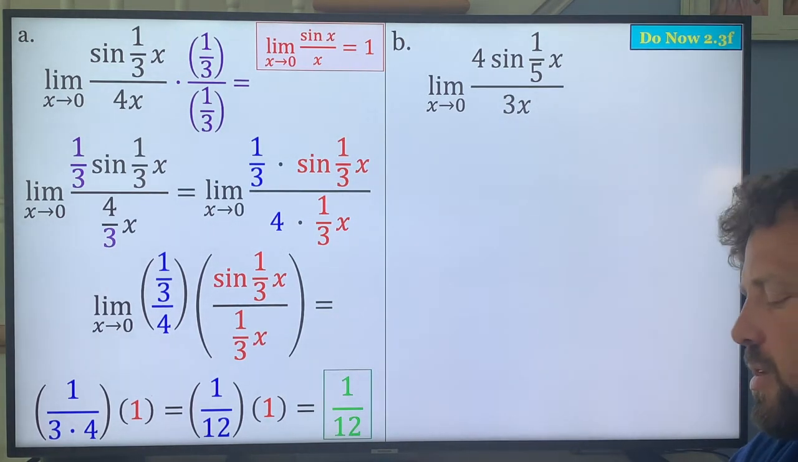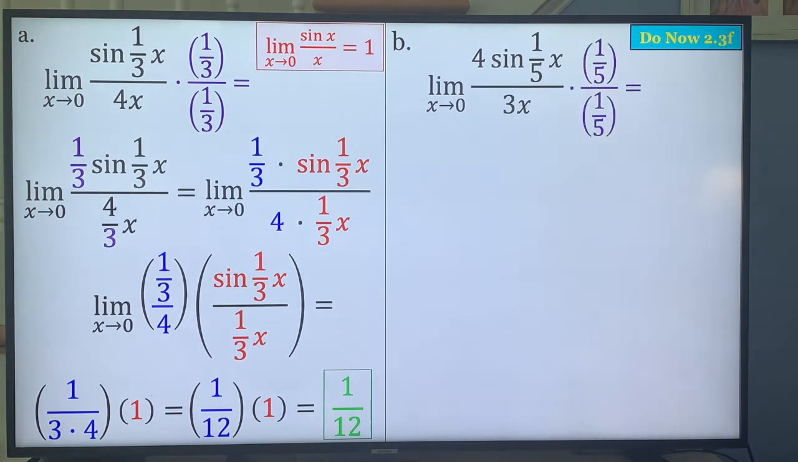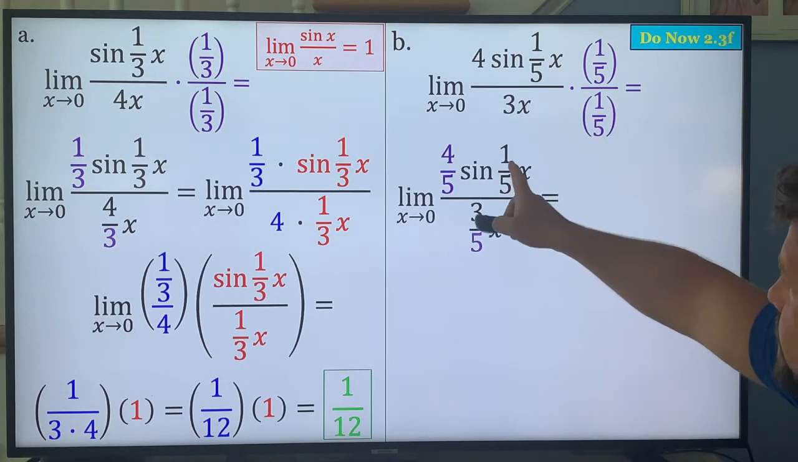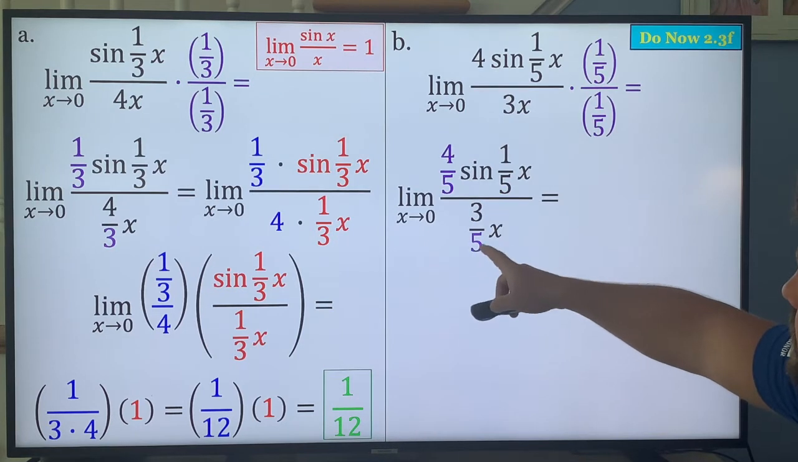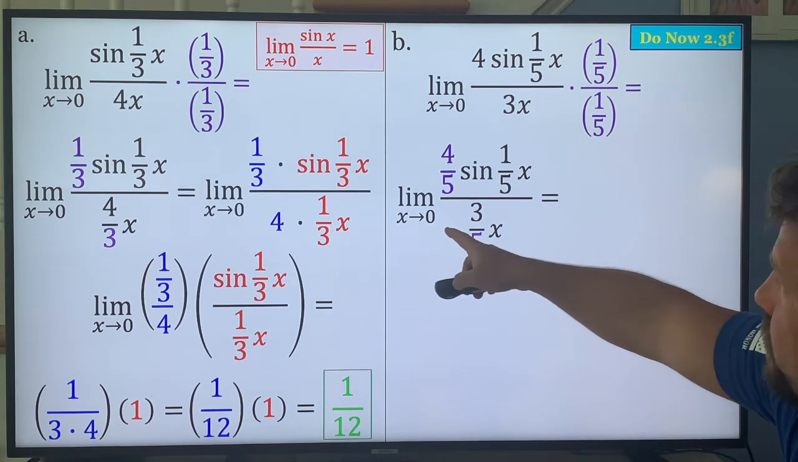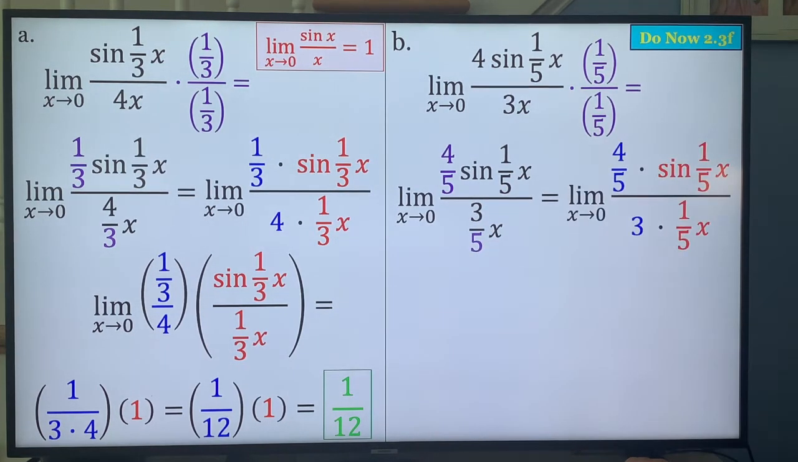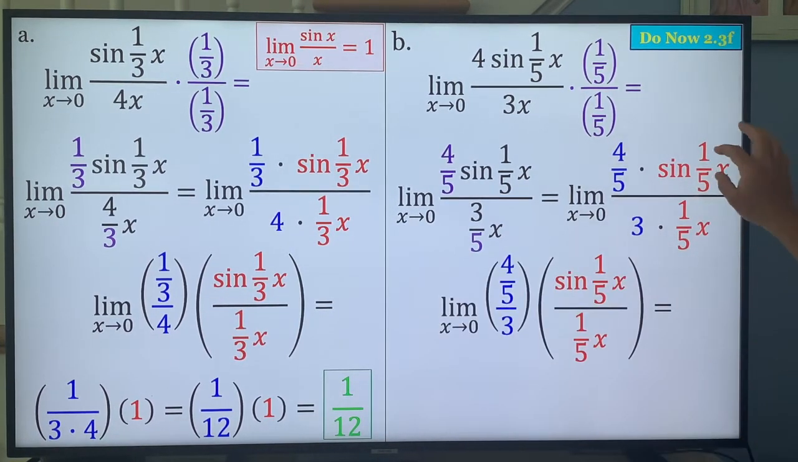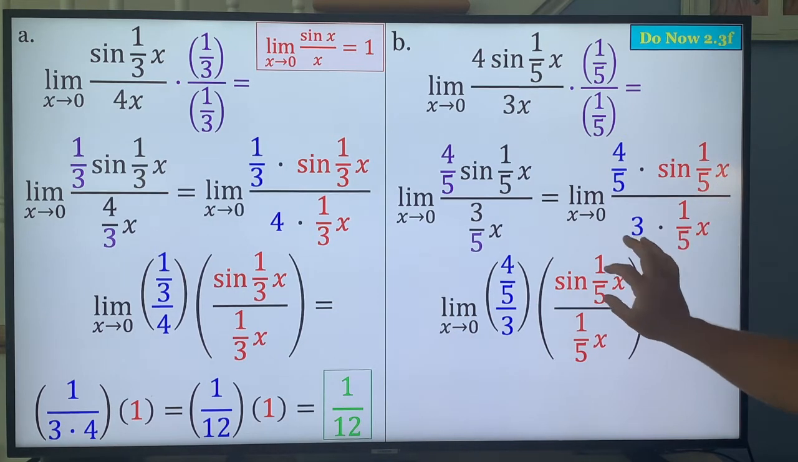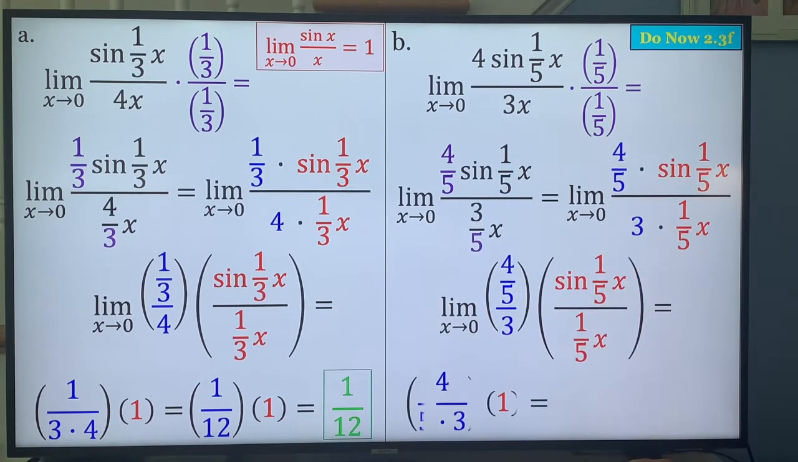This is good to do now anyway. All right. 1/5 over 1/5. So you got 4/5 sine 1/5 x over 3/5 x, right? So you're going to have a 3 times 1/5 x on the bottom. 4/5 divided by 3 over sine 1/5 x over 1/5 x. These become 1. 4 over 5 times 3. 5 times 3 is 15. 4/15 times 1 is 4/15.